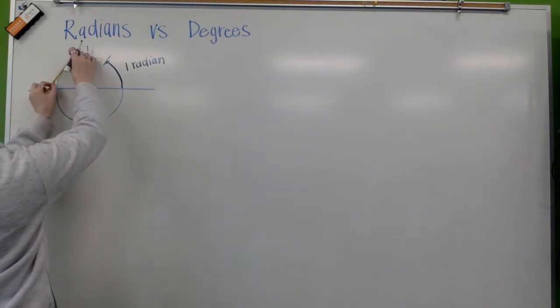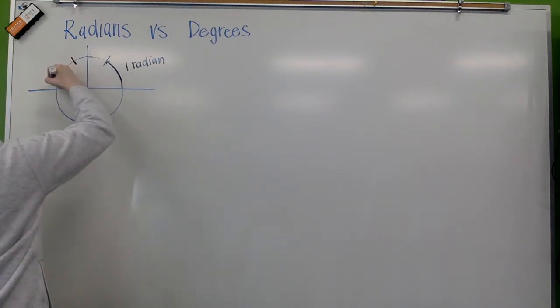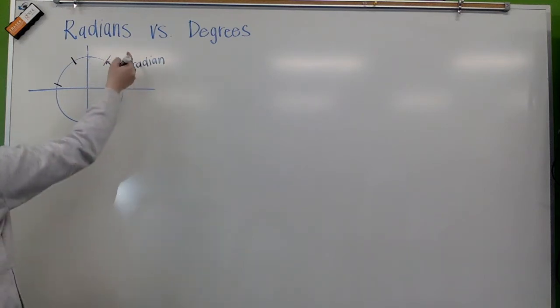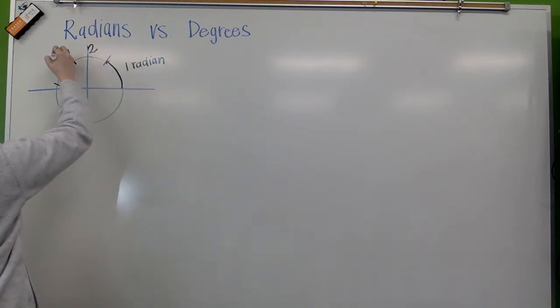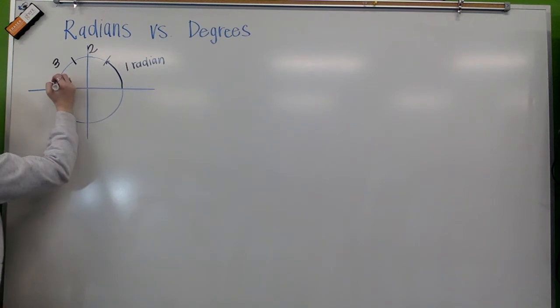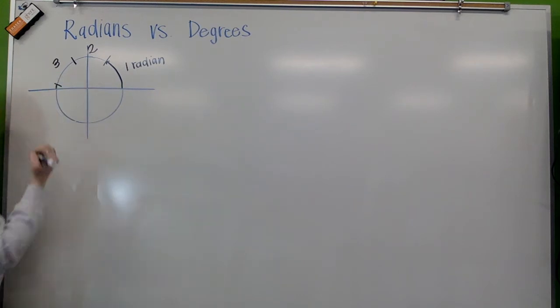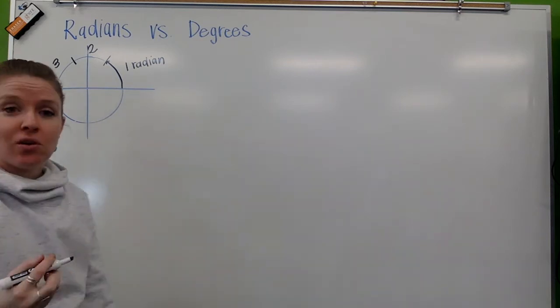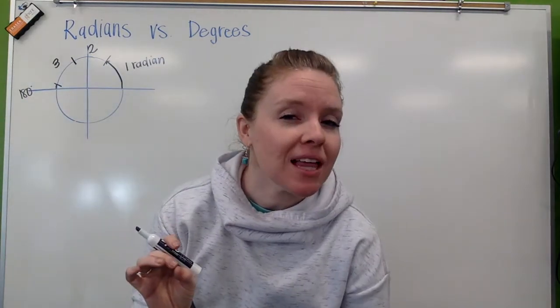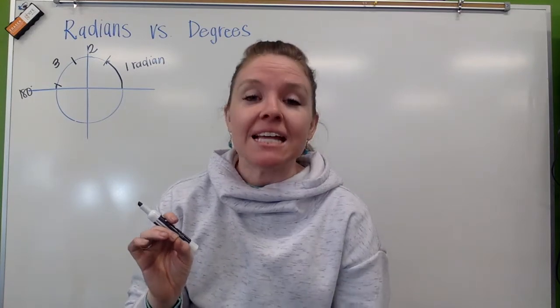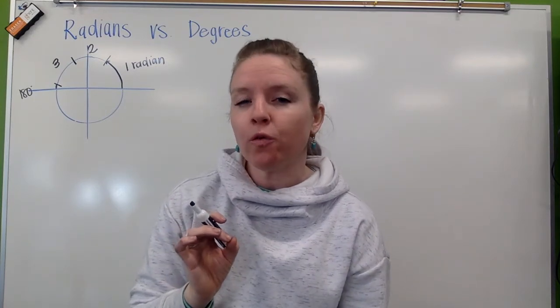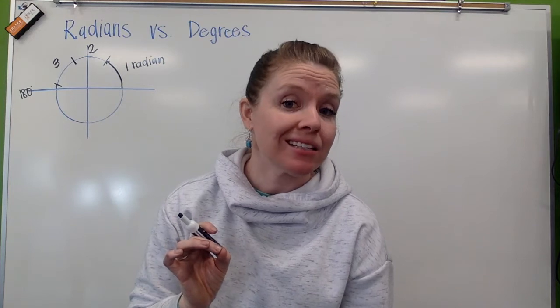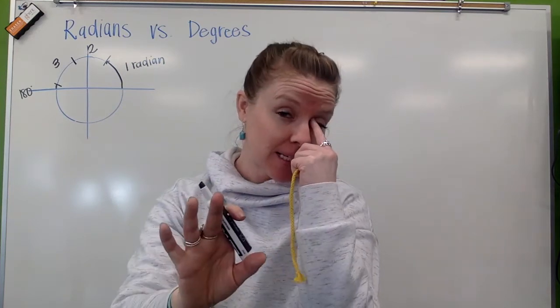And then I'll measure my third. It's about here. So we have one, two, three, and then we've got just this little smidgen left before we could actually reach 180 degrees. Do you want to know how much is left there? It's about 0.1415926.